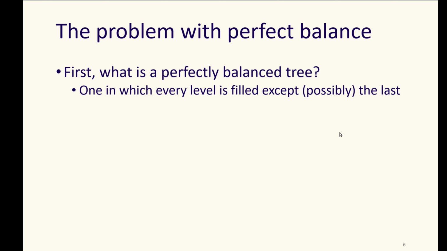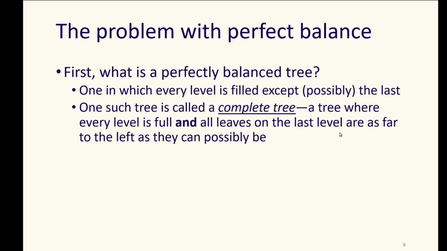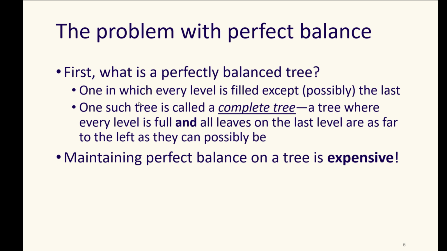If it had 3 nodes, we would expect it to be a root and 2 children. One such tree is called a complete tree, where every level is full. That's the perfect one that we want, where we can completely fill out the leaves, and all leaves at the last level are as far to the left as they possibly can be, again, giving us that full tree. Maintaining perfect balance, though, can be expensive.